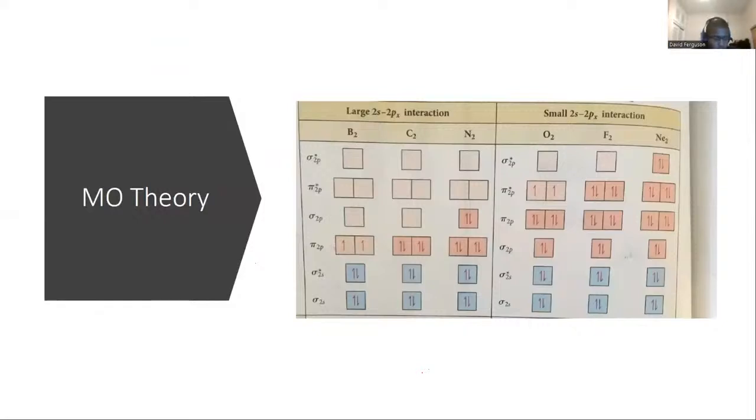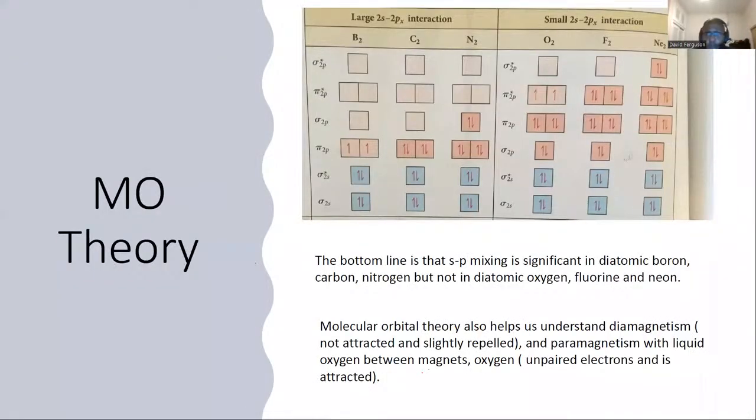So this is what I was pointing to earlier. I want you to take note of this. As you go from diatomic nitrogen to diatomic oxygen, you have a switching of the order. You go from pi 2p to sigma 2p, and then for diatomic oxygen, you go from sigma 2p to pi 2p. So where does that come from? We're not going into a deep quantum mechanical explanation for that. This is a general chemistry class. What we're going to do is get the main idea, the short condensed answer to the question: why does the order change? The bottom line is that s-p mixing is significant in diatomic boron, carbon, and nitrogen, but not in diatomic oxygen, fluorine, and neon. That's the surface level.